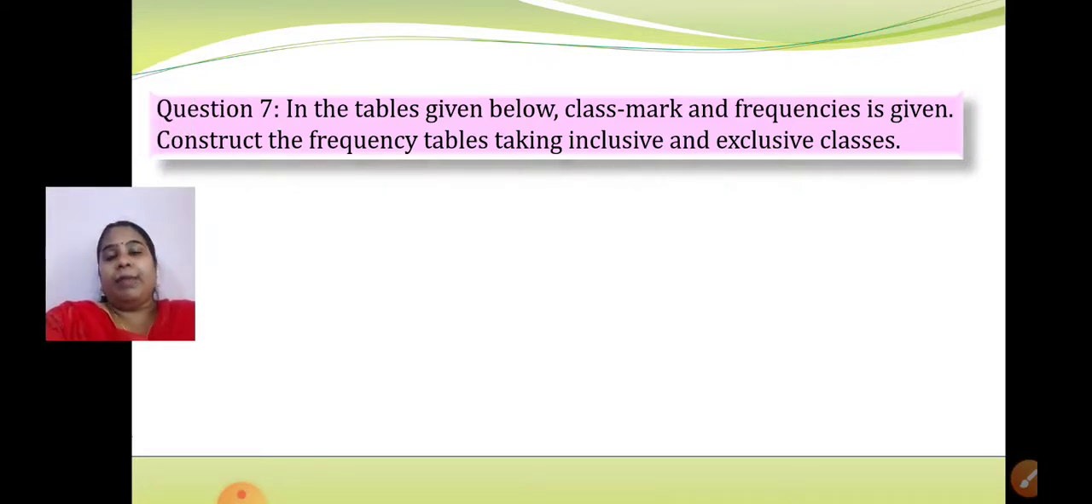In the tables, because there are two sub questions, I am taking one of it. Given below, class mark and frequencies is given. Construct the frequency table taking inclusive and exclusive classes.